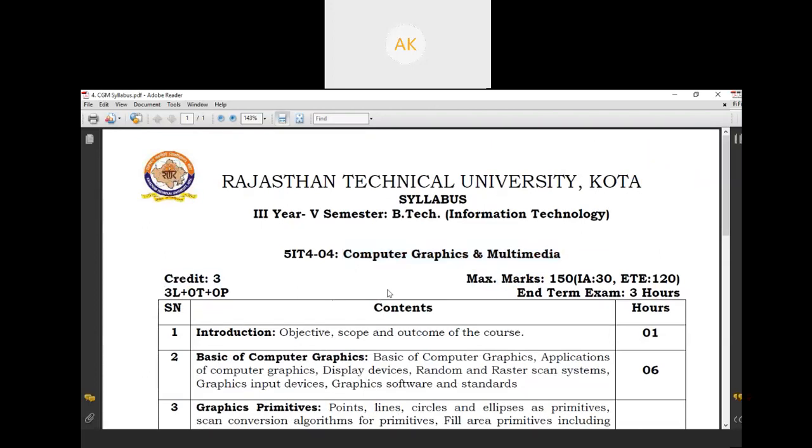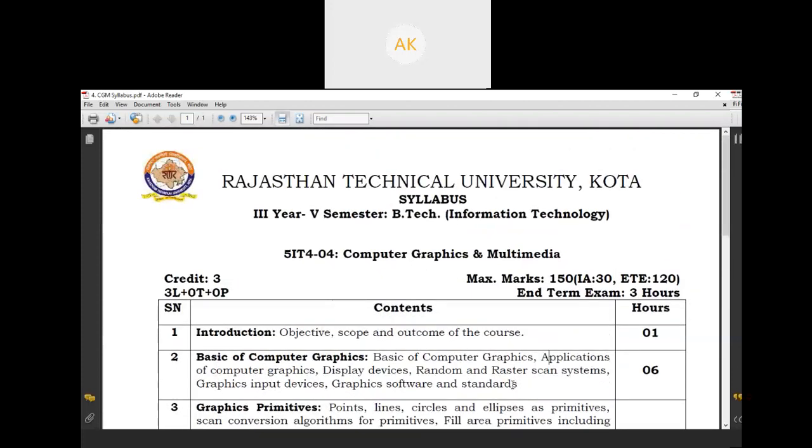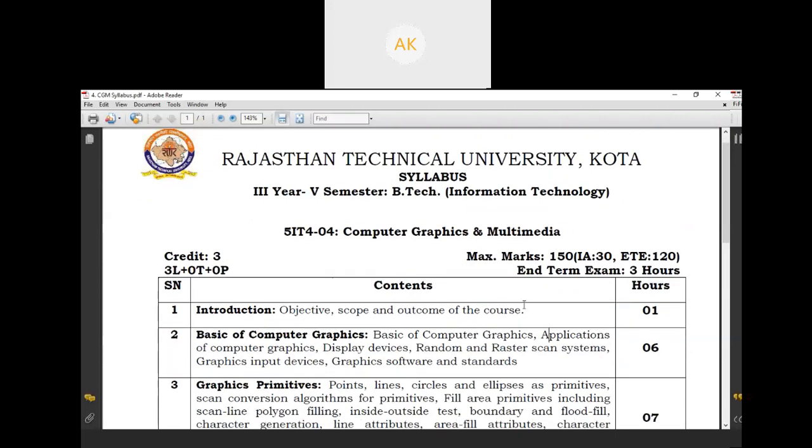If you have any doubt about this subject, before we start, you can ask. So, this is the basic introduction of your subject, objective, scope, and outcome of the course, and what the syllabus of this course is. If you have any doubt about this course or what you will see in this course, you can unmute yourself and ask.